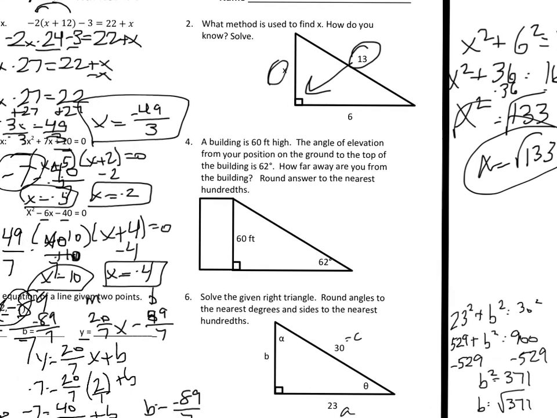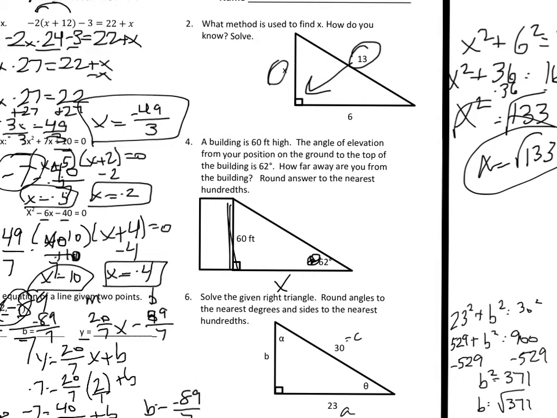Okay, question 4. The building is 60 feet high. We're given that. The angle of elevation from the position on the ground is 62 degrees. There's our angle. Nice. How far away, this is supposed to be a theta, there we go, how far away from the building is the ground? So this is going to be how far away on the ground right here. Round the answer to the nearest hundredth.